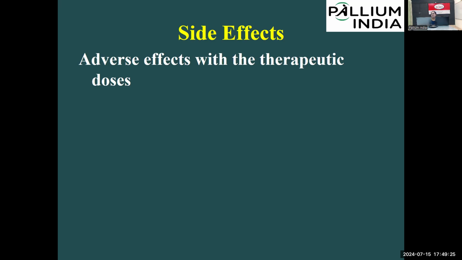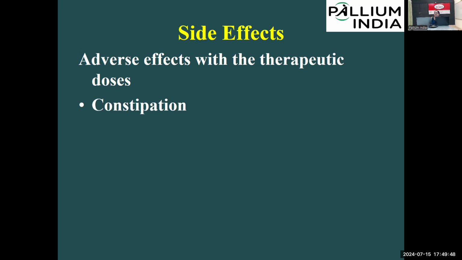Yes. So the side effects of morphine include constipation, nausea, vomiting, constipation, yes. Thank you all for the response.